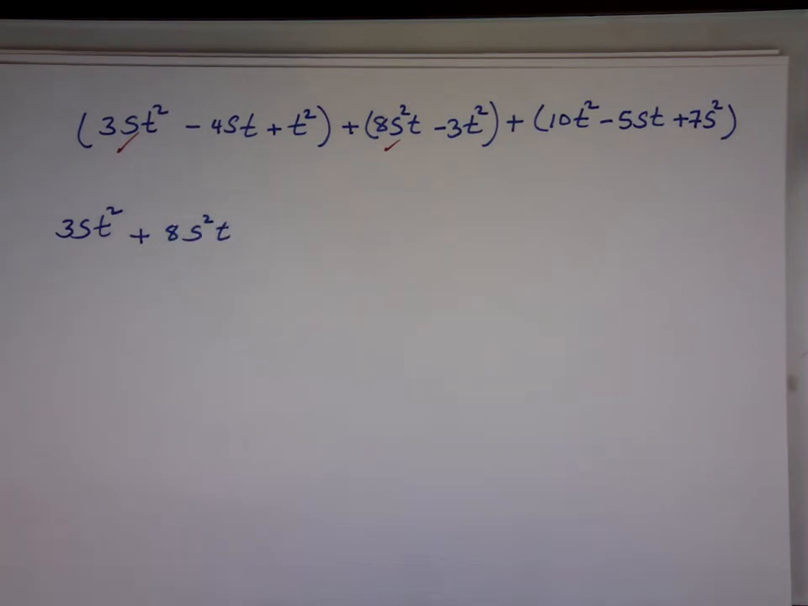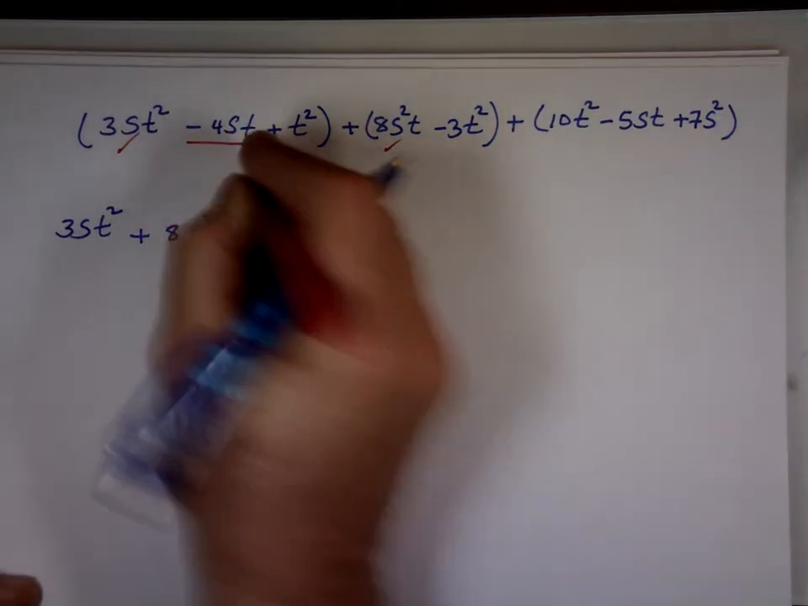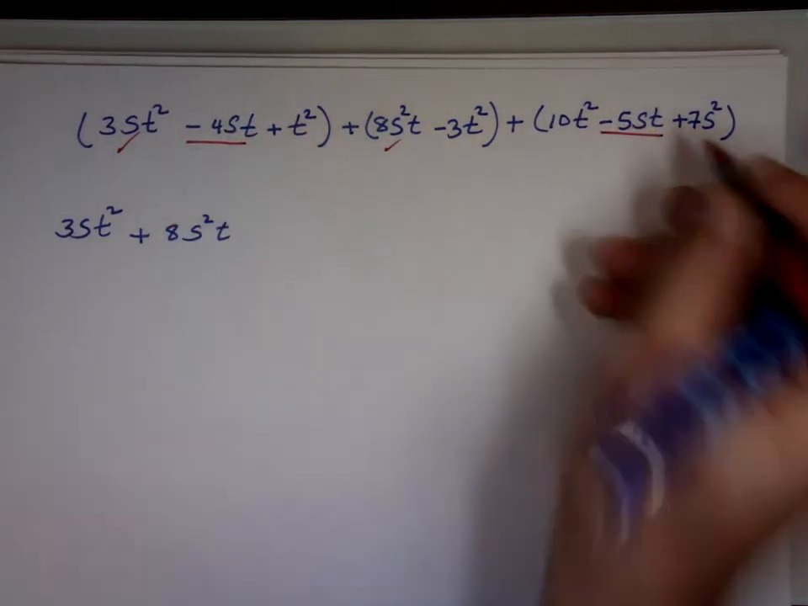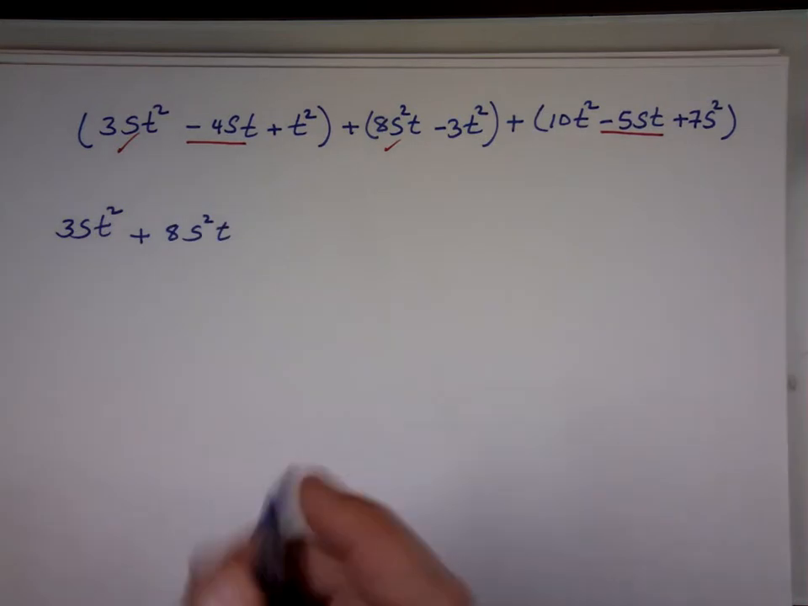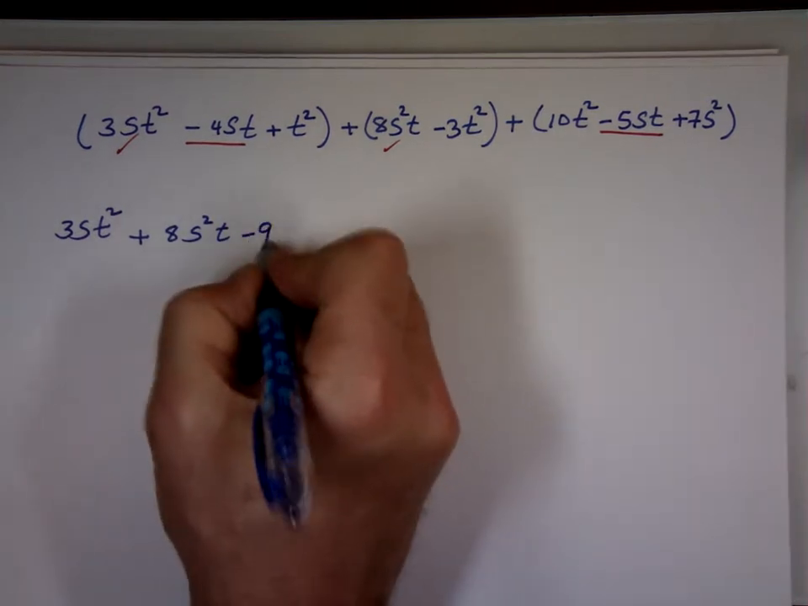Now what about the st? I see 1 here, and I see 1 here. What is minus 4 minus 5? Negative 9 st. Negative 9 st.